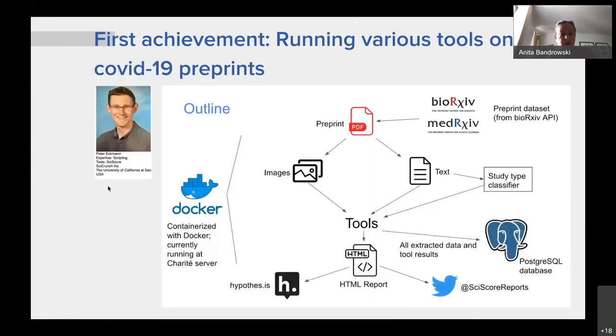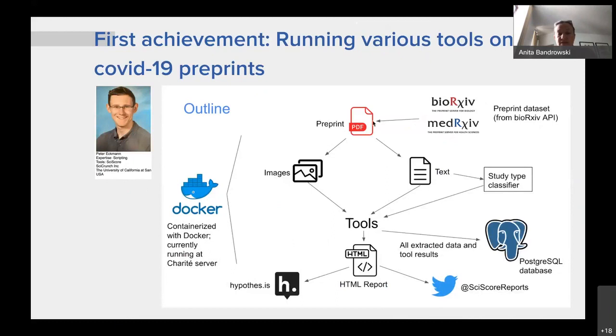So my student, who actually is entering the University of California at San Diego in the fall, he's currently a high school student, has taken a lot of these things off the shelf, worked with us to put these things into a pipeline. And the pipeline that he put together basically looks for all of the preprints from bioRxiv and medRxiv that are in the COVID subset.